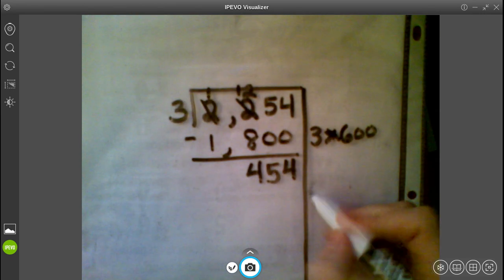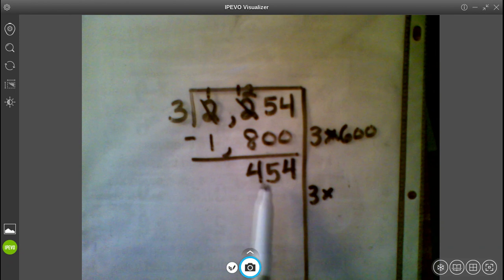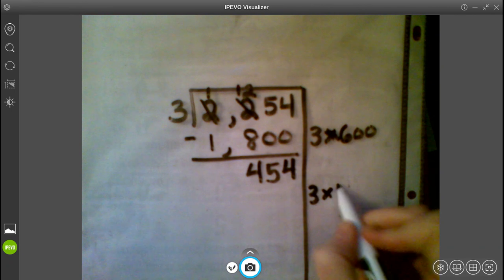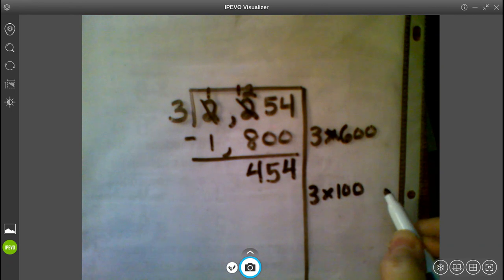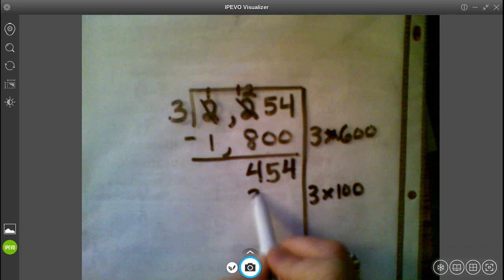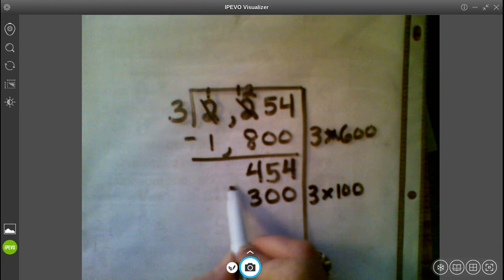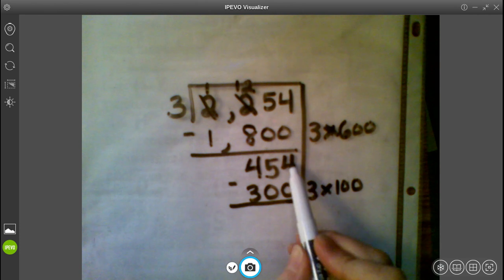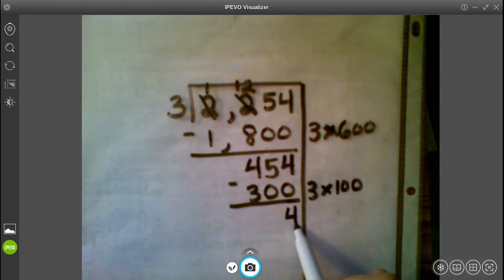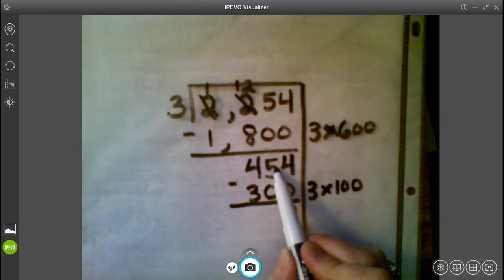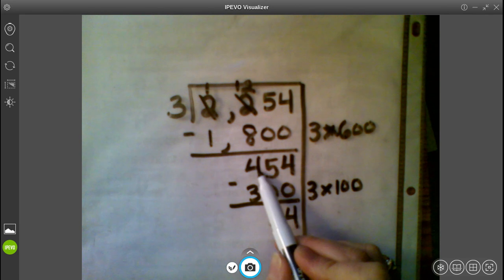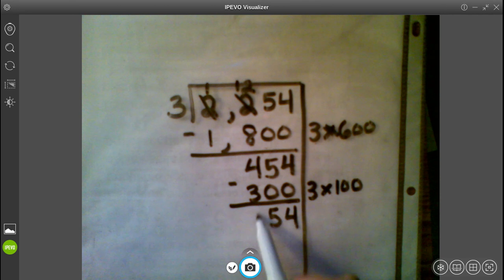Okay, 3 times what will get us close to 454 without going over? How about 3 times 100? That's 300. That's pretty close. Let's use it. We'll subtract and see what's left. In the ones place, we have 4 minus 0 is 4. In the tens place, we have 5 minus 0 is 5. And in the hundreds, we have 4 hundreds minus 3 hundreds is 100.